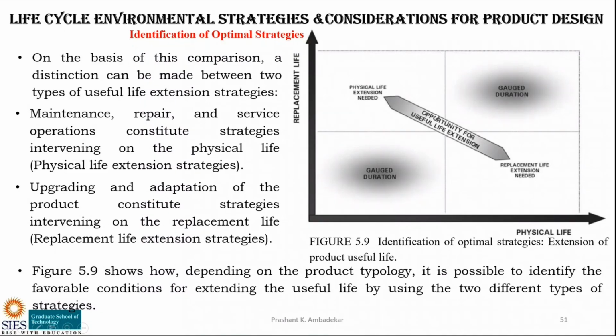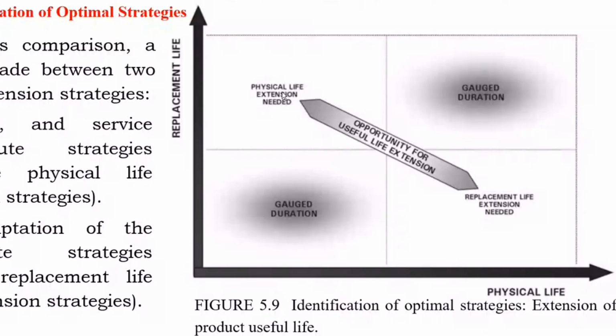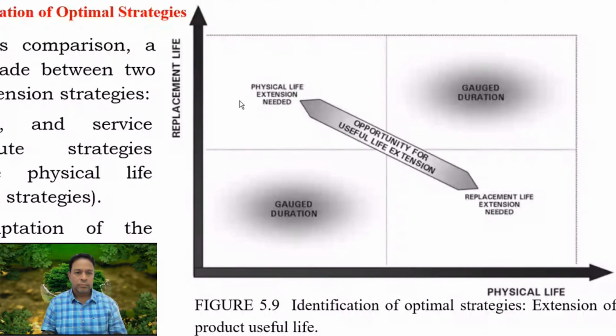So this figure shows how, depending on the product type, it is possible to identify the favorable conditions for extending the useful life. So you can see here, feasible life extension is needed. Now, if there is a product whose replacement life is more, but its physical life is less, its replacement life is more.